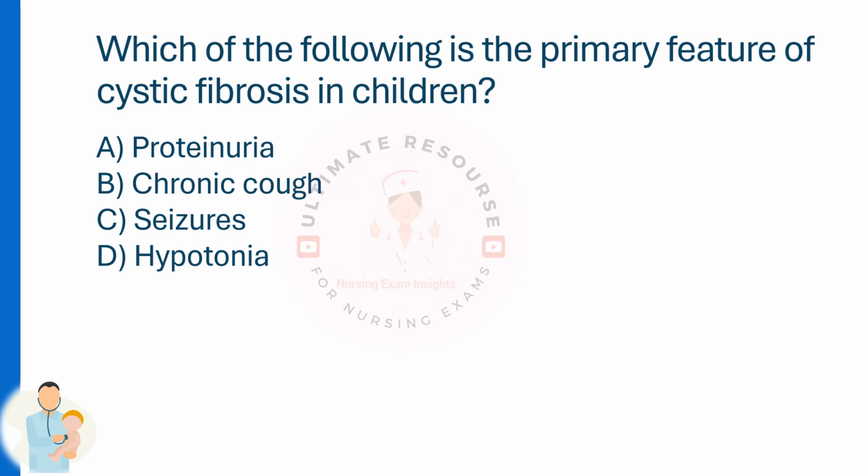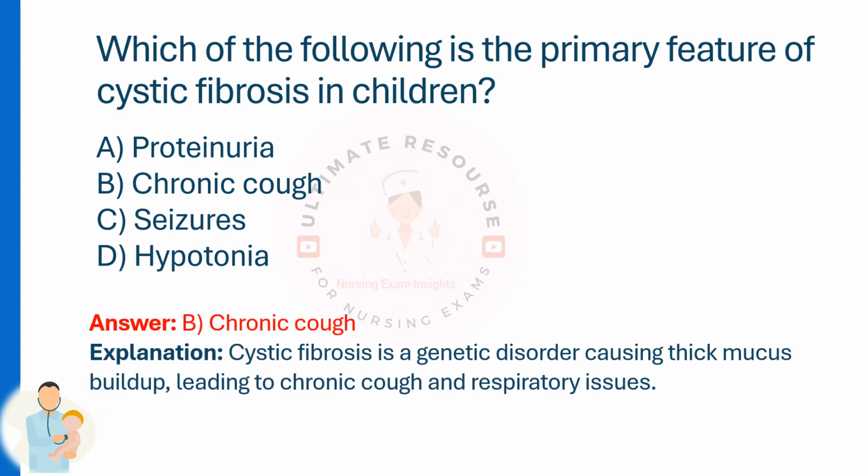Which of the following is the primary feature of cystic fibrosis in children? Options are A. Proteinuria, B. Chronic cough, C. Seizures, D. Hypotonia. The answer is B. Chronic cough. Cystic fibrosis is a genetic disorder causing thick mucus buildup leading to chronic cough and respiratory issues.